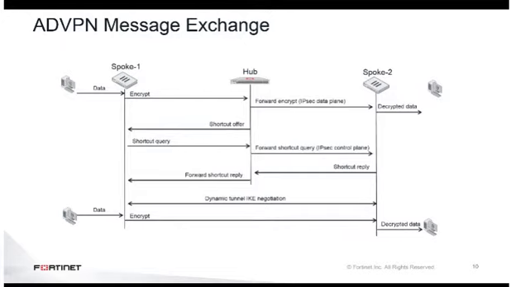5. The hub knows that a more direct tunnel option might be available from Spoke 1 to Spoke 2. The hub sends a shortcut offer message to Spoke 1. 6. Spoke 1 acknowledges the shortcut offer by sending a shortcut query to the hub. 7. The hub forwards the shortcut query message to Spoke 2. 8. Spoke 2 acknowledges the shortcut query and sends a shortcut reply to the hub. 9. The hub forwards the shortcut reply to Spoke 1. 10. Spoke 1 and Spoke 2 initiate the tunnel IKE negotiation.